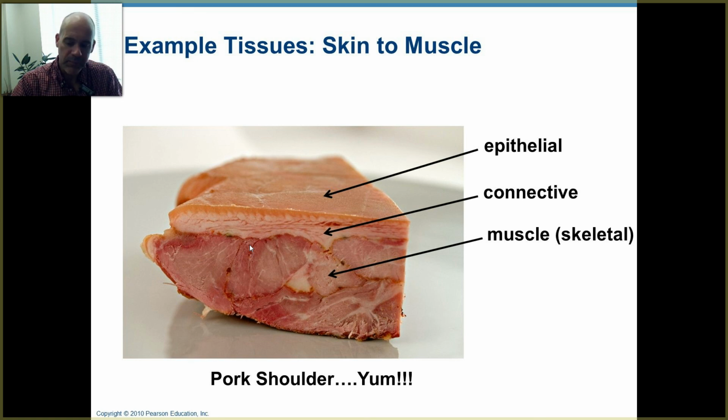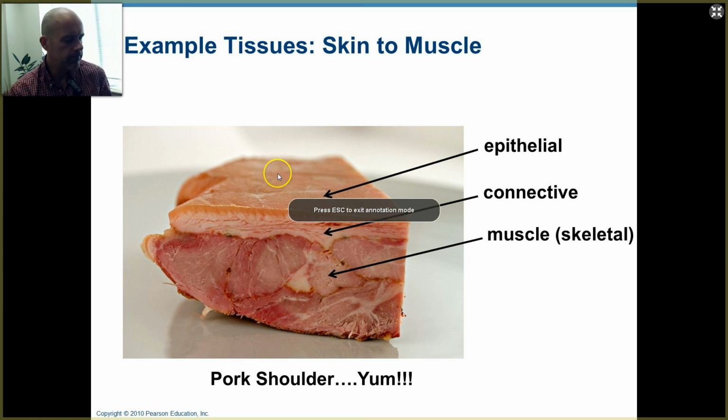If you have a pork shoulder, you can often have some of the skin still on the surface. Well, the skin, that is a covering. It is a boundary between the underlying tissues and the outside of the body.